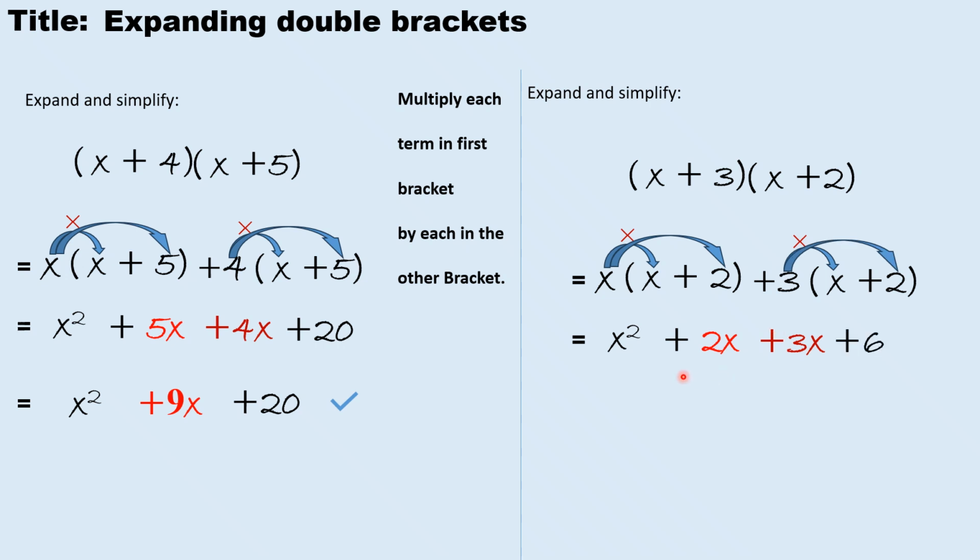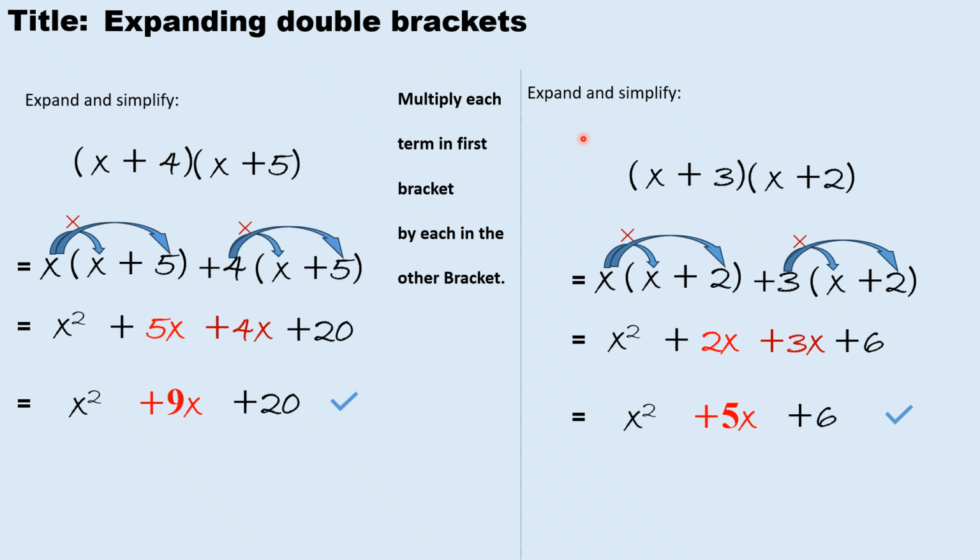Remember to simplify your like terms. So we will have x squared, and then 2x add 3x is 5x. And remember to add your 6. Now remember, this cannot be simplified any further as these are unlike terms. So this is your answer.